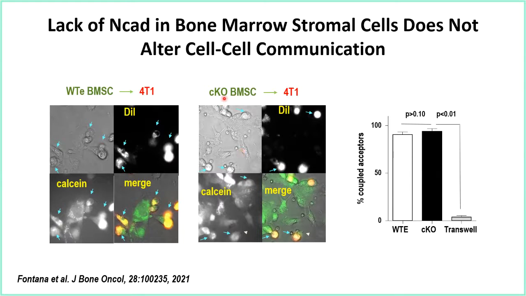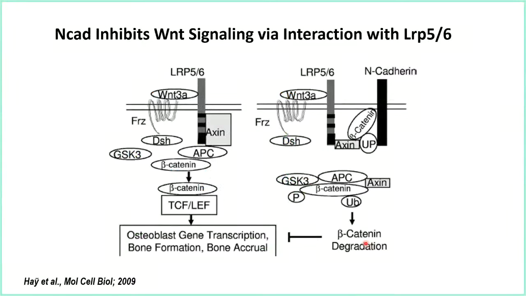In the cells taken from mice that don't have N-cadherin, you see the same. The red stained tumor cells are also green, which means that despite lack of N-cadherin, they can still adhere and form gap junctions. So the conclusion is that N-cadherin does not prevent cell-cell adhesion. But that cannot be the mechanism by which N-cadherin enhances tumor growth.